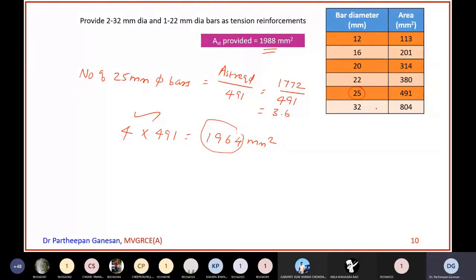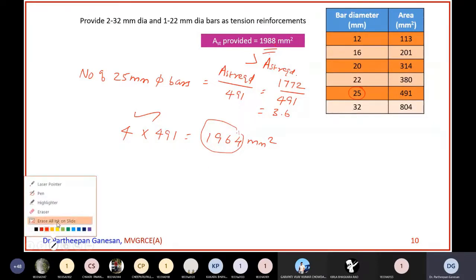Remember, that is why I told you design does not have a single unique answer. You can have any design any way you want, but the only thing is that this AST provided should be more than the AST required that you found out in the previous step. So this is AST.